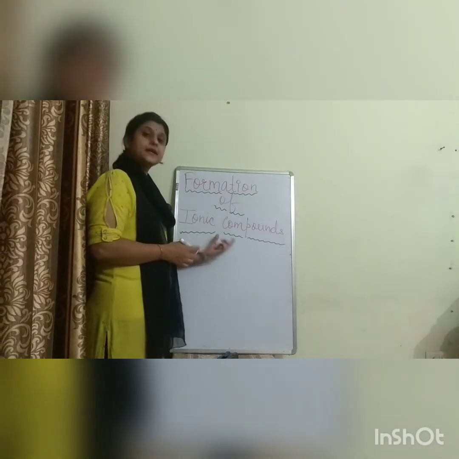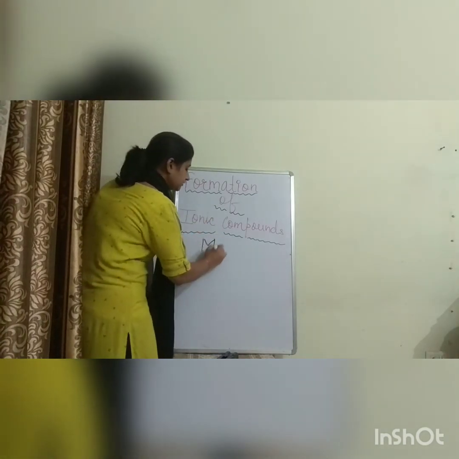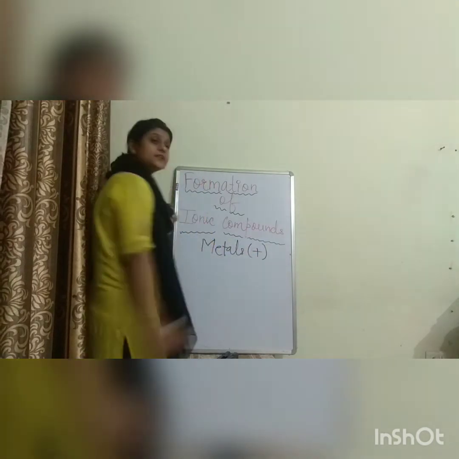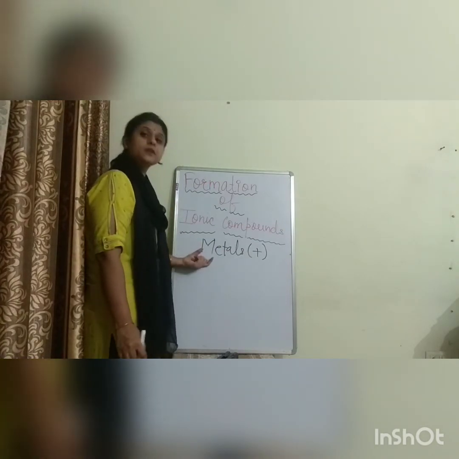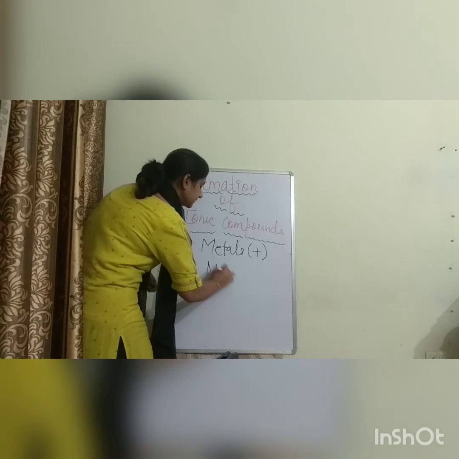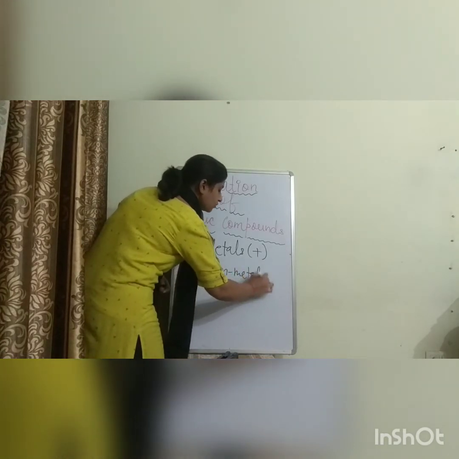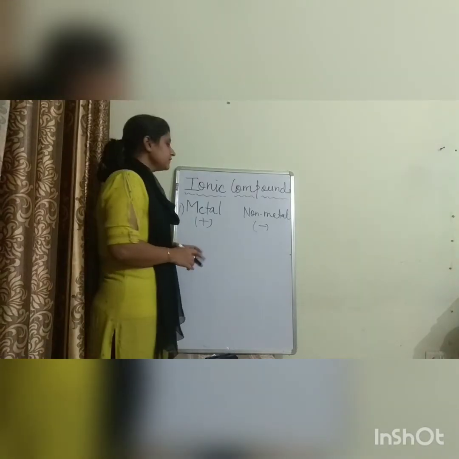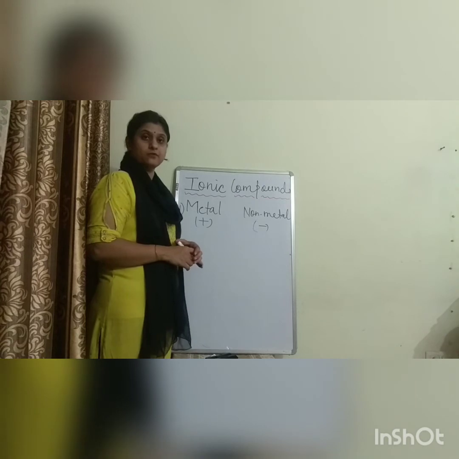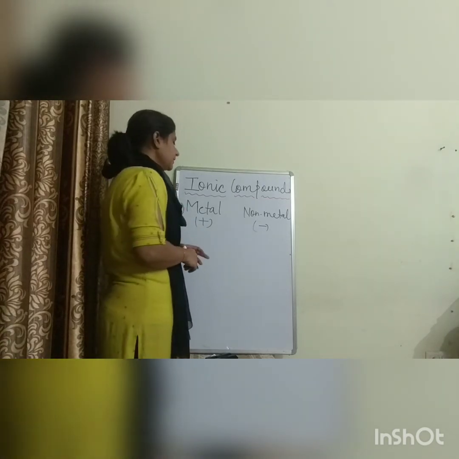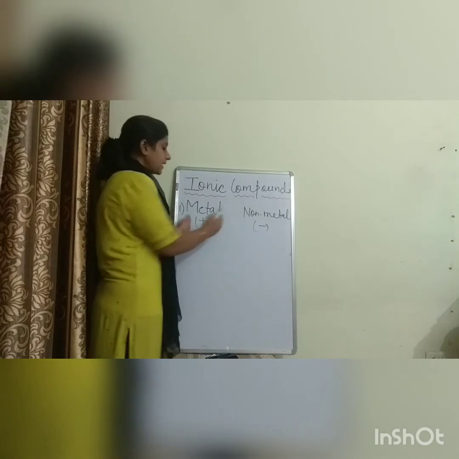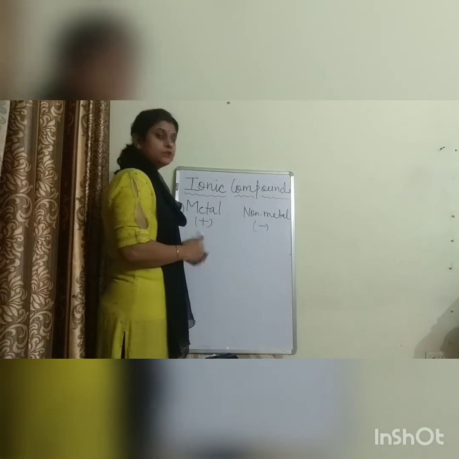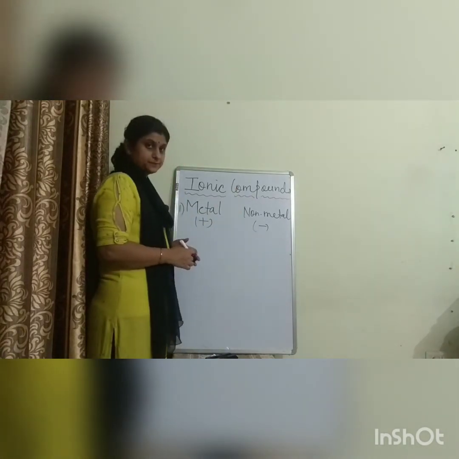When we talk about ionic compounds, they are a combination of two types of elements: metals, which always have positive valency and form cations, and non-metals, which always have negative valency and form anions, right? When we start writing the formula of an ionic compound, the very first thing we need to remember is to always write the symbol of the metal on the left hand side, and the symbol of the non-metal on the right hand side, right?